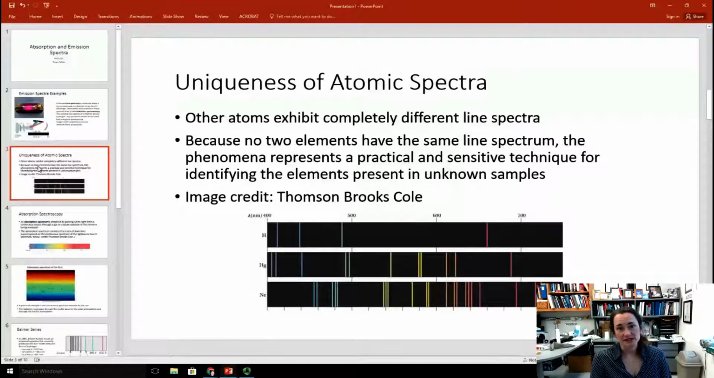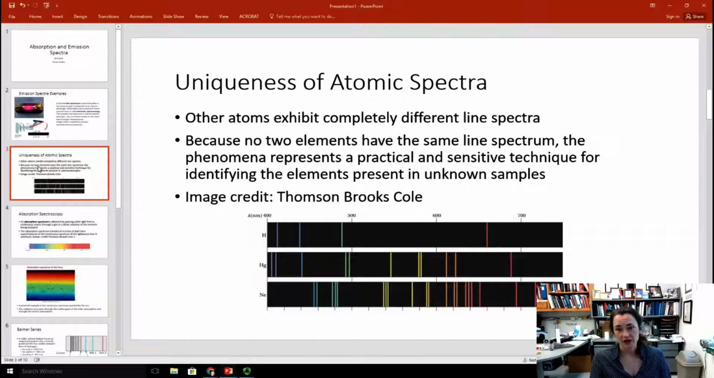Now, other atoms exhibit completely different line spectra. It's unique, it's a fingerprint. In this image you see the line spectra for hydrogen, mercury, and neon, for example, and you can see that none of these is the same. And it's that way for any other gas that you look at too.